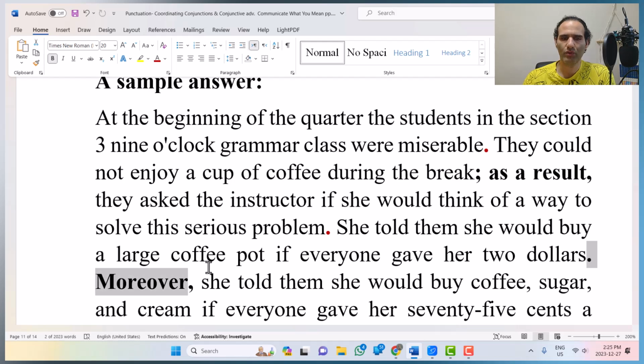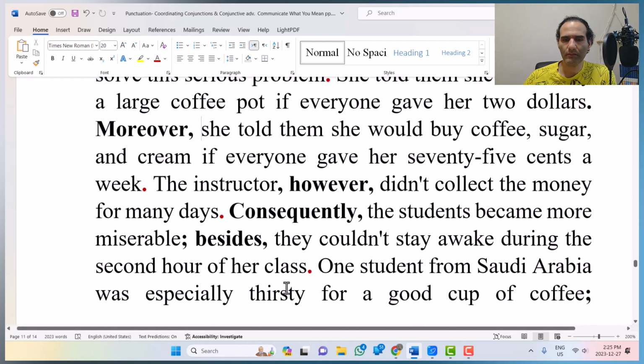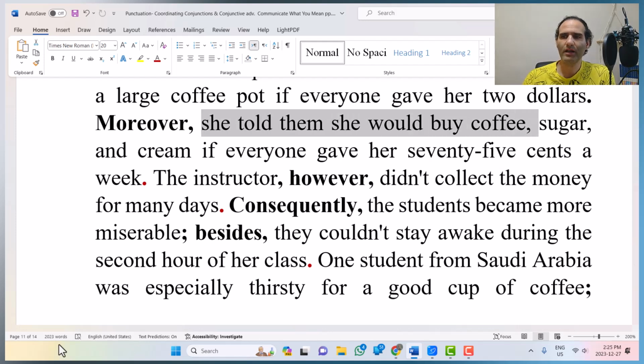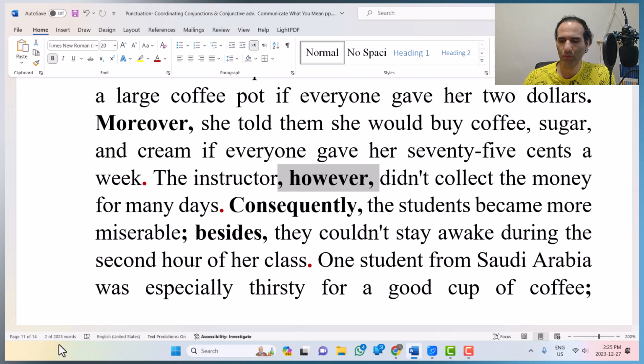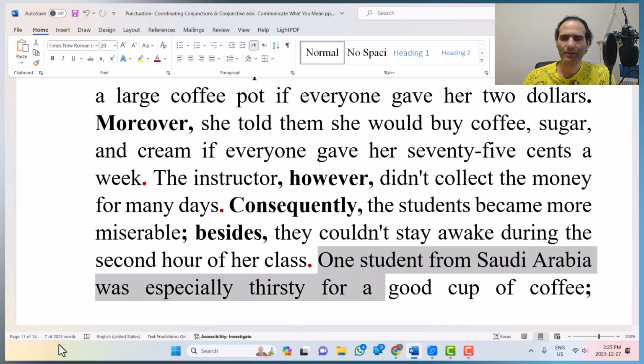Period. Moreover, comma, she told them she would buy coffee, sugar, and cream if everyone gave her 75 cents a week. Period. Capital T. The instructor, however, comma, in the middle of one independent clause, didn't collect the money for many days. Period. Consequently, as a result, therefore, students became more miserable. And besides, they couldn't stay awake during the second hour of the class. Period. One student from Saudi Arabia was especially thirsty for a good cup of coffee.